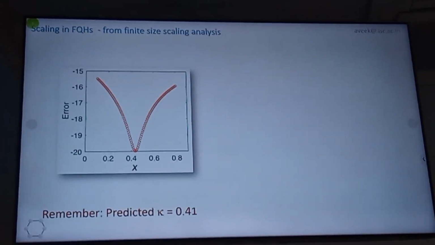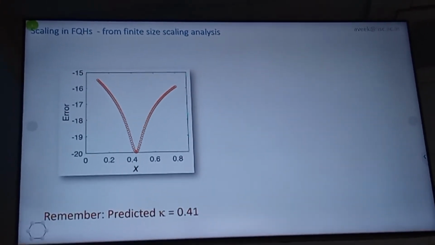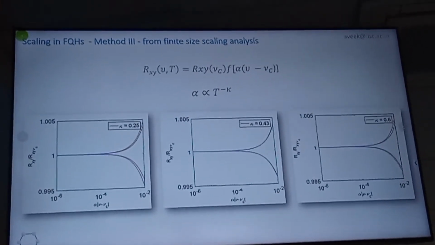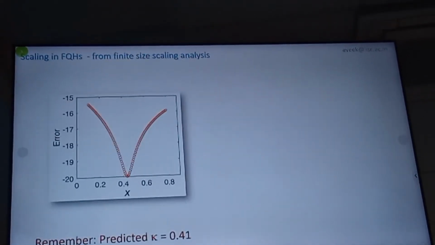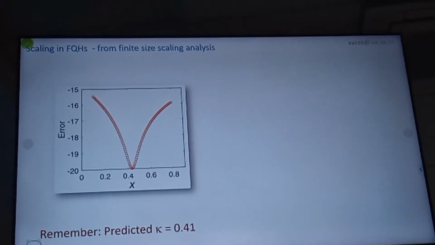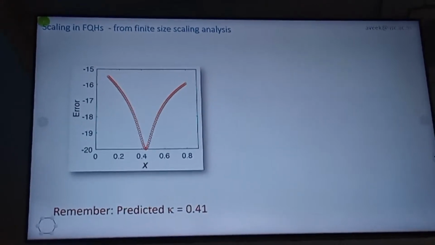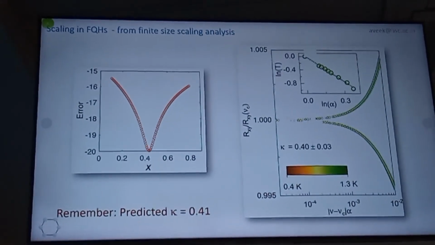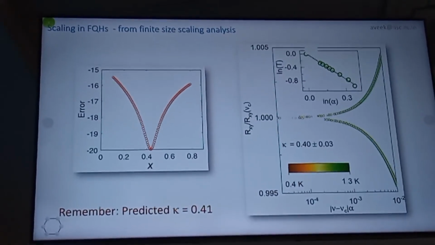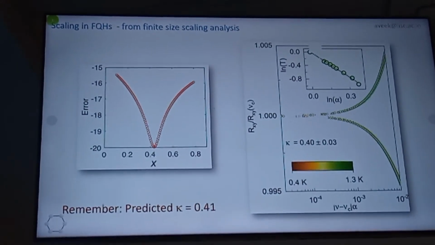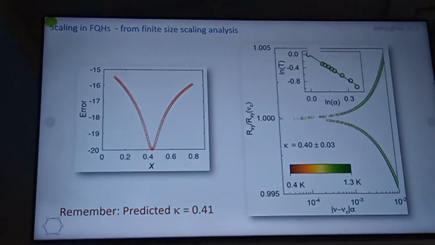So what you do, you calculate an error, and the error here is on a log scale. So you try to find out the difference between the calculated and the experimentally measured values. And then you see that the error has a precipitous dip at 0.41, which tells you the measured critical exponent is really 0.41. And when you do this, all your data at all temperatures, magnetic fields and electric fields collapse into a single plot. This tells you that the single particle scaling is working very well for the integer quantum Hall effect.